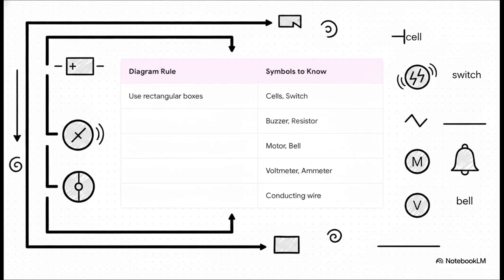Now, question 8 is absolutely vital for our survival out here. The 9 symbols we must recognize in the wild. You need to be able to spot the exact symbols for cells, switches, buzzers, resistors, electric motors, bells, voltmeters, ammeters, and basic conductive wire. Recognizing these tracks is key to acing this expedition.